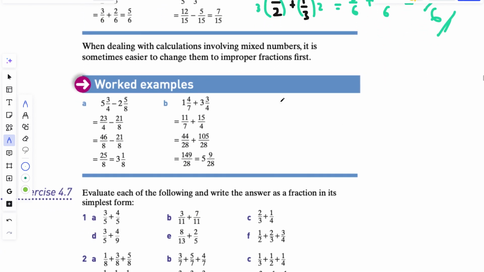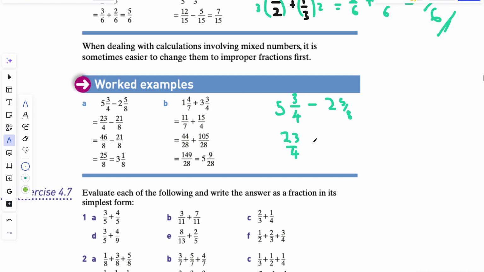If you're given a mixed fraction, 5 whole number, 3 over 4, let's do this one. You change that to an improper fraction, and then you carry out your job. Minus 2 whole number, 5 over 8. If you're given this, what do you do? You change this one to an improper fraction. You say 4 times 5, 20. 20 plus 3, you get 23 over 4. So we get 23 over 4.